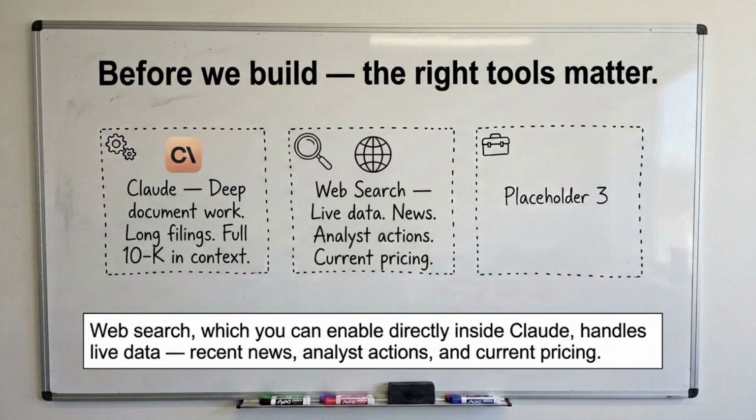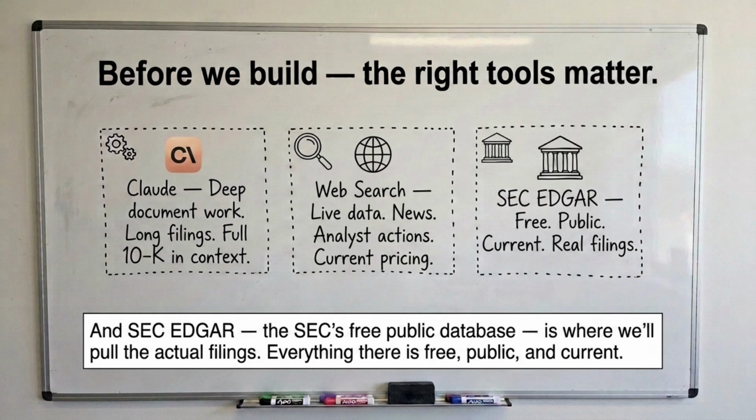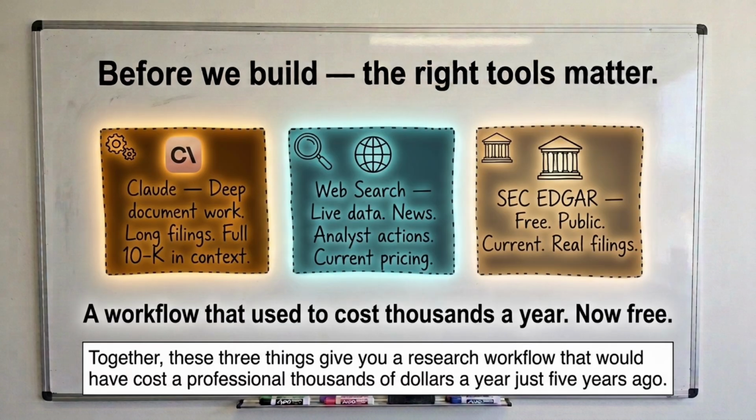Web search, which you can enable directly inside Claude, handles live data, recent news, analyst actions, and current pricing. And SEC EDGAR, the SEC's free public database, is where we'll pull the actual filings. Everything there is free, public, and current. Together, these three things give you a research workflow that would have cost a professional thousands of dollars a year just 5 years ago. Now, let's build the agent step by step.